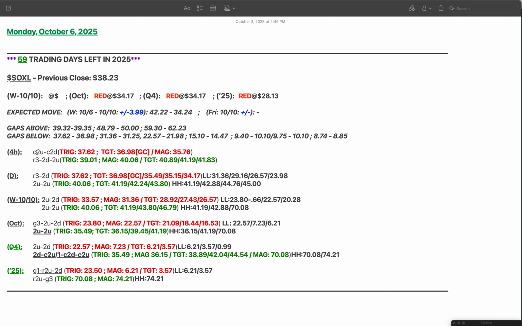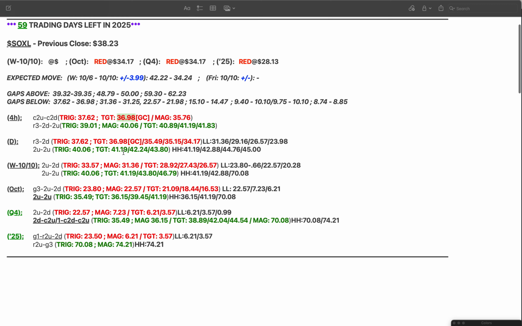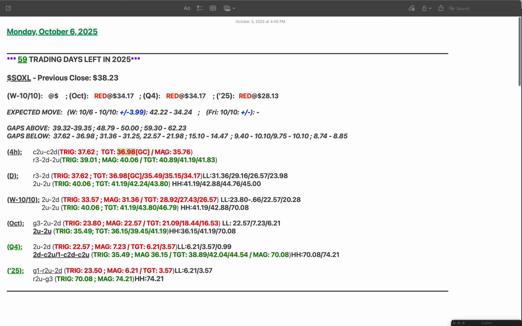So if we do go to the downside on the 4 hour, that technically triggers the combo 2 up, 2 down, triggering at 37.62, with our first target, actually, before we get to the magnitude, being 36.98. Now I bring that up for a couple of reasons. That's the gap close. That's the 50% of last week, and we are in a strong uptrend. So it's perfectly reasonable to expect that after the gap is closed, we could reverse and go back up. But if we continue moving to the downside, then the magnitude of that move is 35.76.